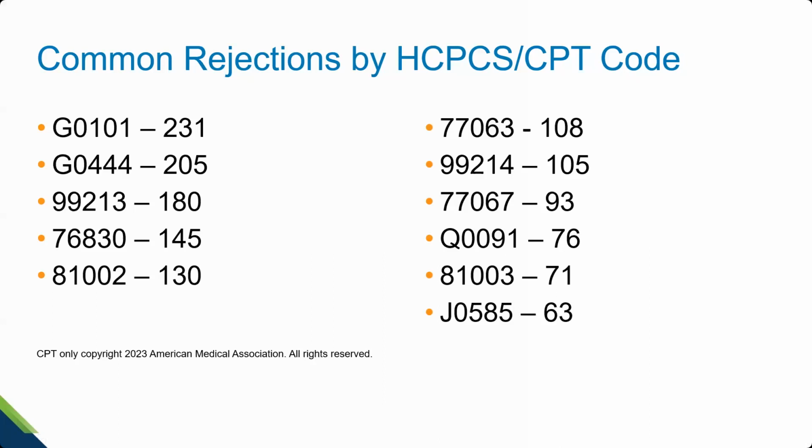99213, just similar to the 99214, is being denied because the rendering physician number is invalid or missing, or the billing provider's primary identifier is incorrect. The 76830 is a non-obstetrical transvaginal ultrasound. Missing, incomplete, invalid billing provider identifier. So you can see it really often doesn't have to do with the medical necessity of a service itself. It's just that something was missing from the claim and we have to reject it.